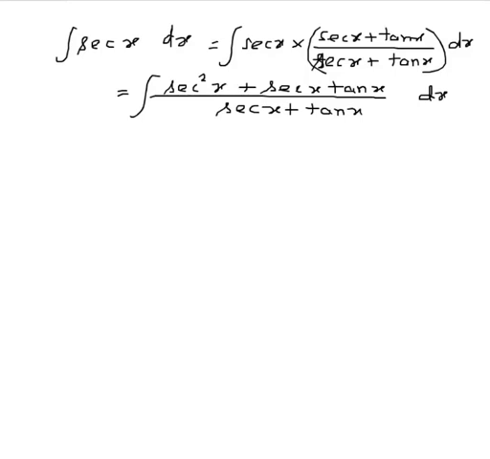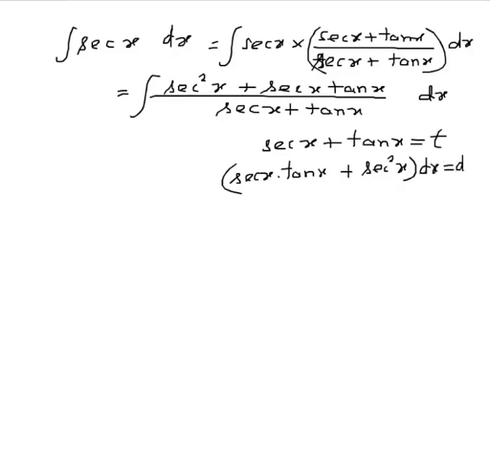Now we know that the differential of secant x is secant x into tan x, and the differential of tan x is secant square x, which is in the numerator. Therefore, let us substitute secant x plus tan x as t. Differentiate both sides. Secant x into tan x plus the differential of tan x, secant square x, times dx is equal to dt.